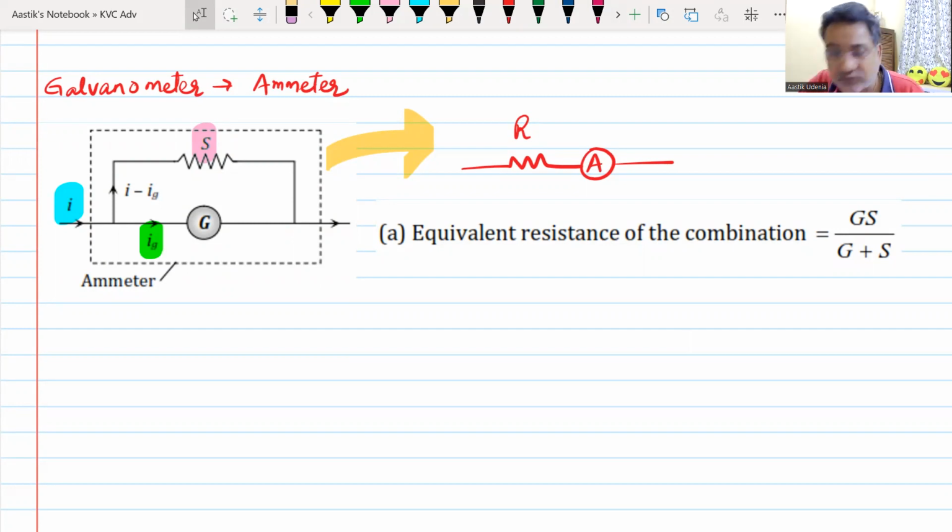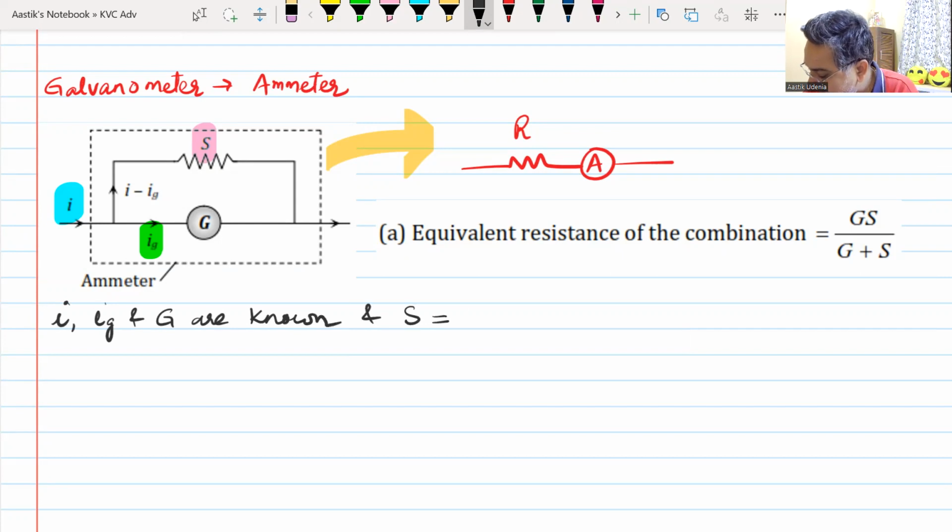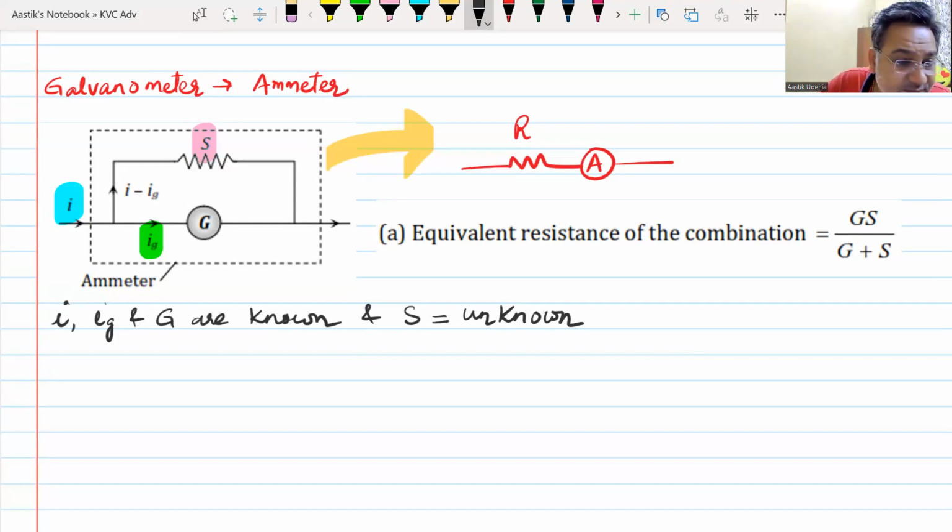Now, normally, when you are given a question on conversion of a galvanometer into an ammeter or into a voltmeter, the things known to you are the range of the ammeter I, the full scale current of the galvanometer Ig, and G, the resistance of the galvanometer. The unknown quantity is always the value of the shunt resistance S. So you basically have to find out the value of the shunt resistance. Do we understand this? Yes, sir.